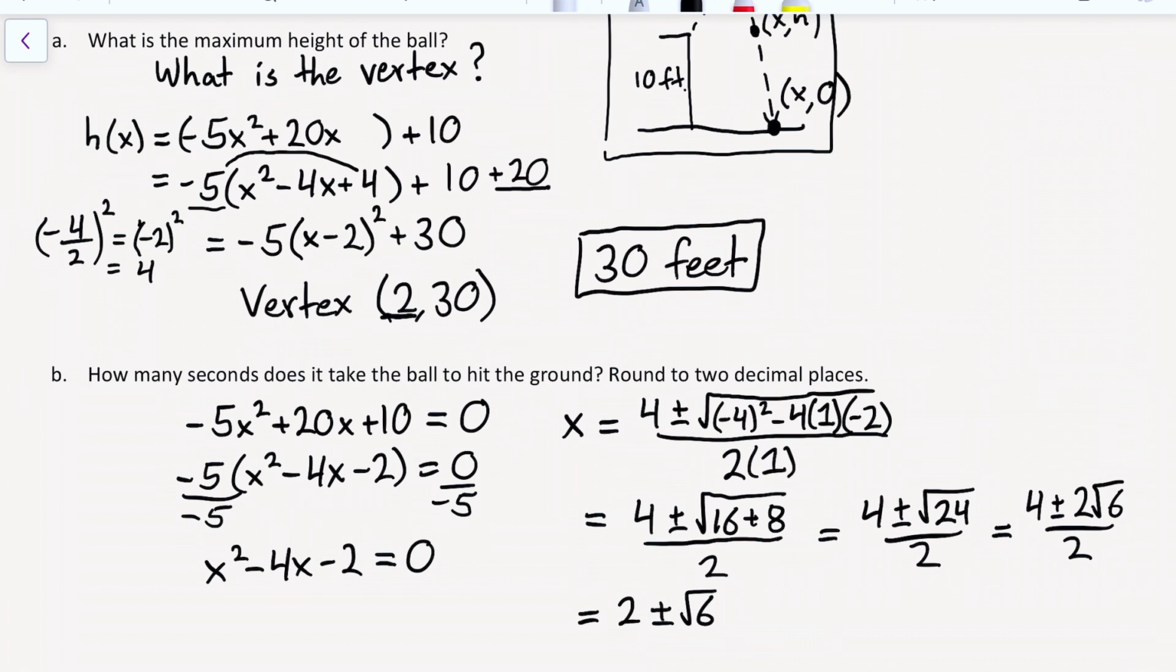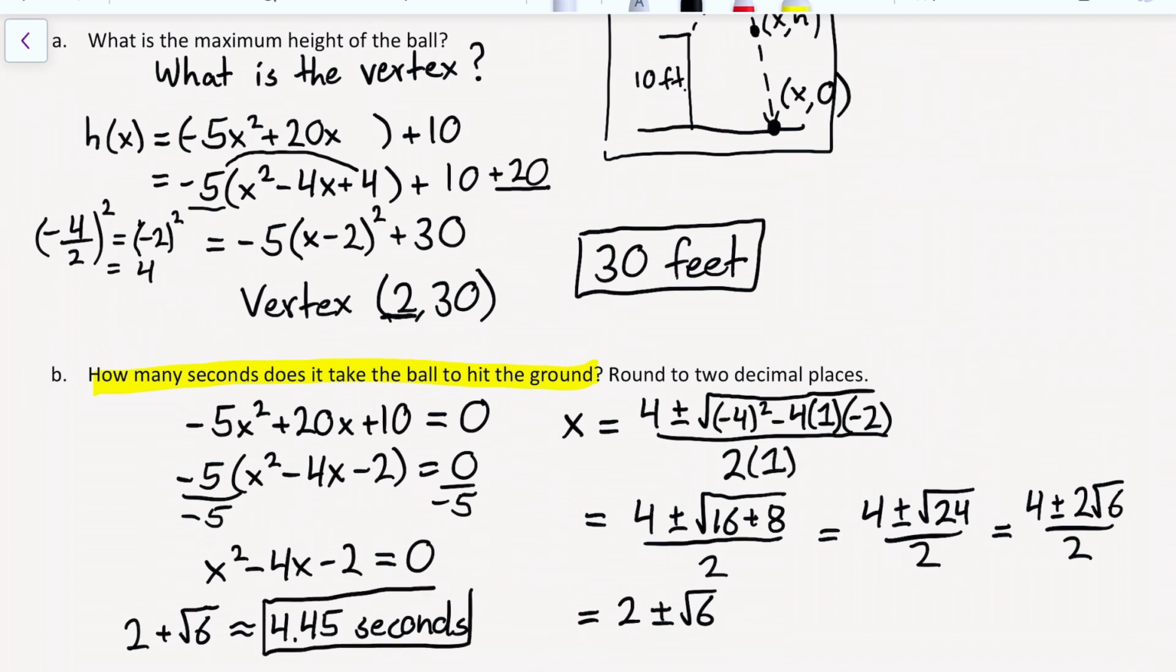Now that's the solution to the quadratic equation. If we think about the context of our problem, we are asked how many seconds does it take the ball to hit the ground. We only want a positive value there. It would not make sense to talk about a negative answer. And so we're going to take this positive answer, 2 plus the square root of 6. That's our exact value. If you plug that into a calculator and round it, that's approximately 4.45 seconds. That's how long it takes our ball to hit the ground.